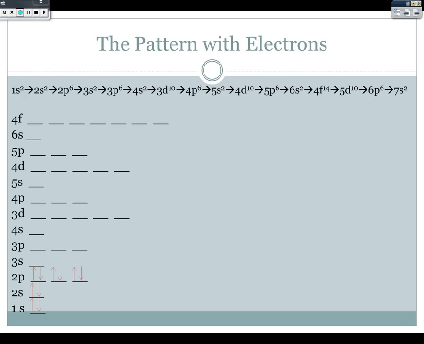And then we're going to fill 3s, 3p, 4s, 3d. So we're going to have 5 electrons all spin up, 1, 2, 3, 4, 5, before we can start spin pairing them, and they'll go spin down. And then 4p, then 5s, then 4d, then 5p, then 6s, then 4f. Okay? So those electrons are filled in one at a time in an energy level before being spin paired. Every orbital has to have one electron before you can spin pair them.